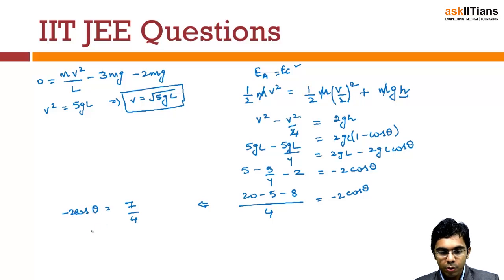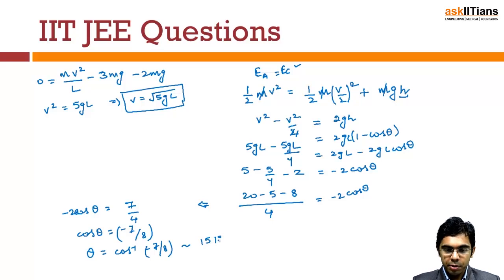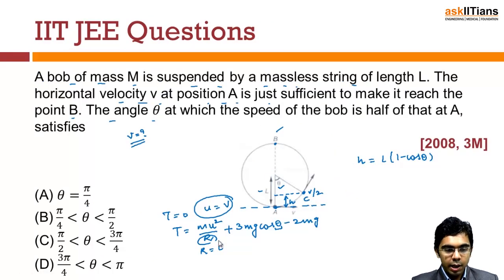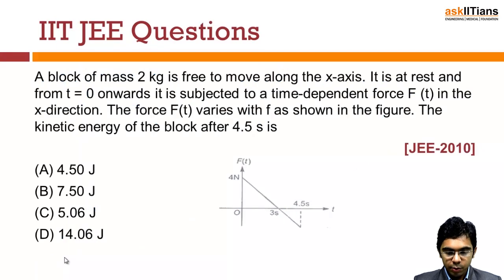Therefore cos theta comes out to be minus 7 by 8, and hence theta comes out to be cos inverse of minus 7 by 8, which is nearly 151 degrees. Now if we look at the options, option A cannot be there because pi by 4. According to the limits, option D should be the correct one. So option D is correct for this question. Now let's move to the next question.